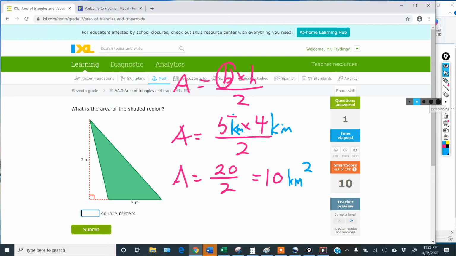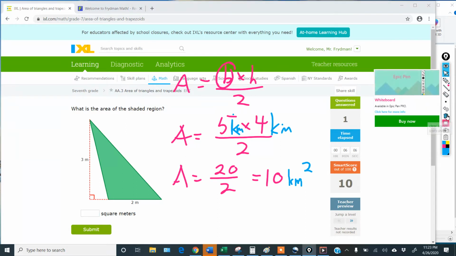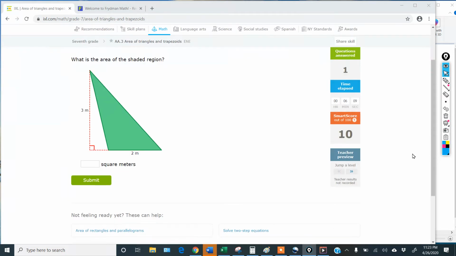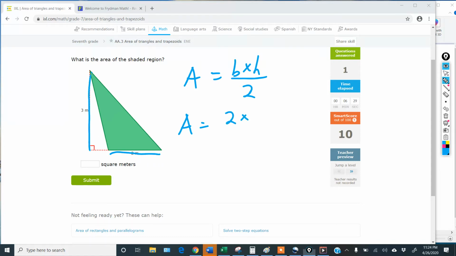Okay, so let's go ahead and do these quick. So once again, we have another triangle. So the area of a triangle is base times height divided by 2. So the base here is 2 times the height is 3. We're going to divide that by 2. So we're going to get the area is 6 divided by 2, which is 3. And that's going to be square meters, because this was meters and this was meters. So meters times meters is square meters. And we'll put that in here.